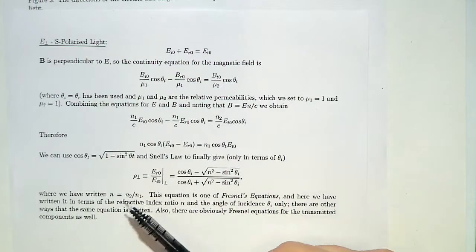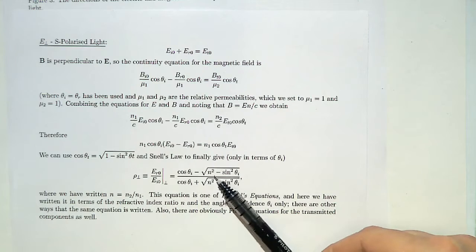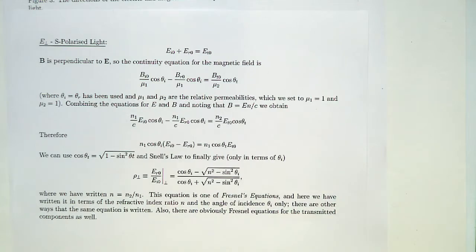Now, clearly, if n1 is equal to 1, then n here is just n2. That's another way you'll often see it. So that's the S-polarized case.